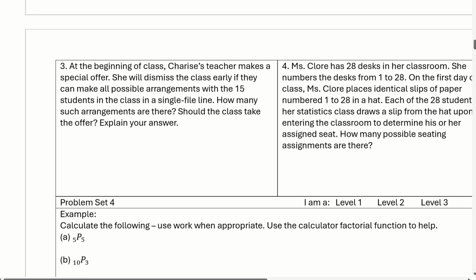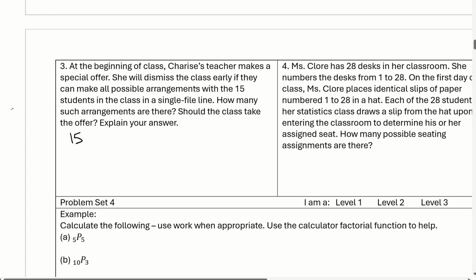At the beginning of class, Sharice's teacher makes a special offer. She will dismiss the class early if they can make all possible arrangements with the 15 students in the class in a single file line. How many such arrangements are there? Should the class take the offer? Explain your answer. Well, considering how big 10 factorial is, 15 factorial is even bigger. So I don't know if this is going to work out.